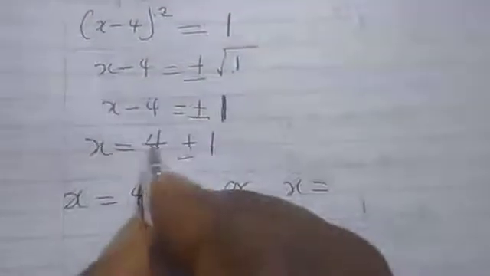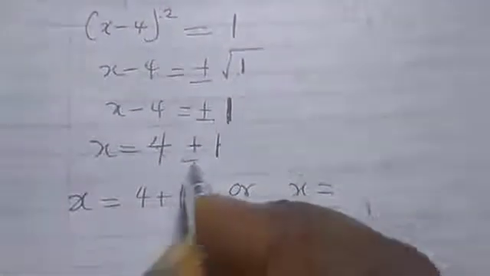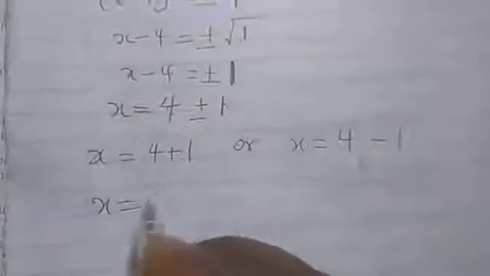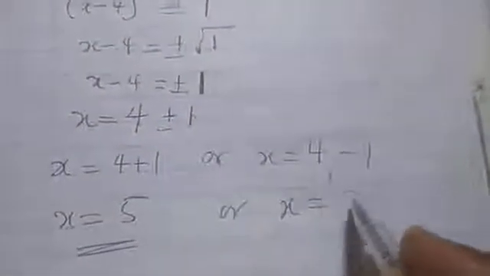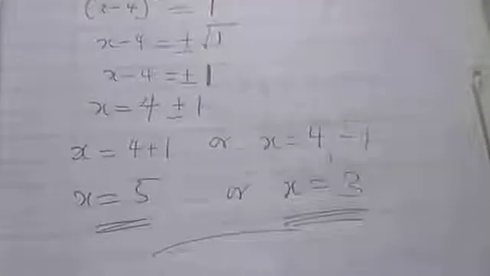What this means is s is equal to 4 plus 1, or s is equal to 4 minus 1. So s is equal to 5 here, or s is equal to 4 minus 1, which is 3. So these are the two values of s. Let's consider another one for better understanding.